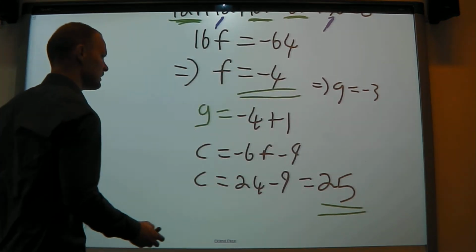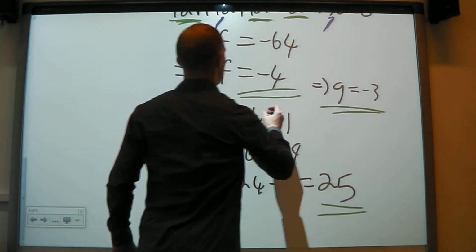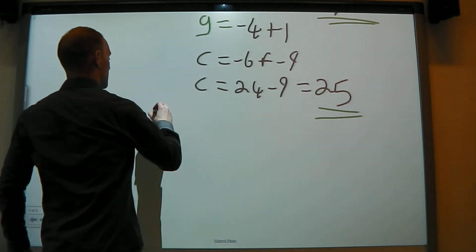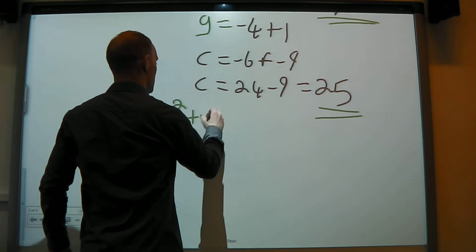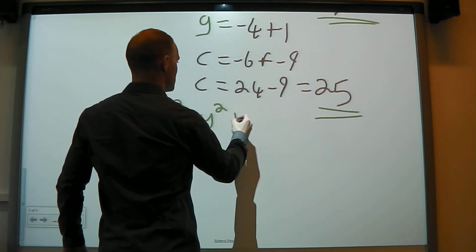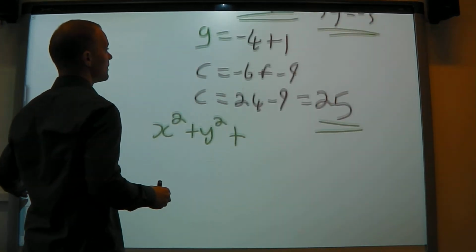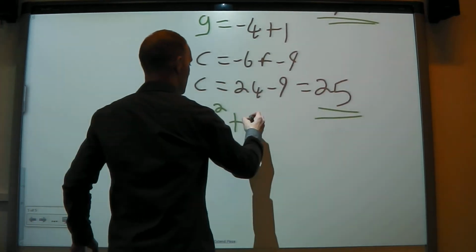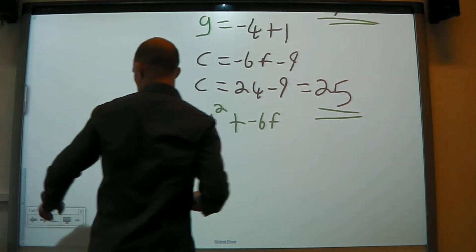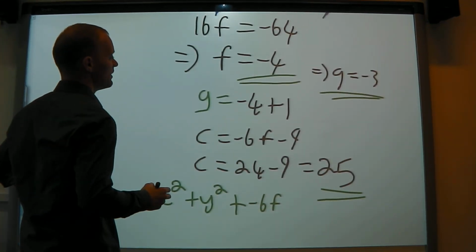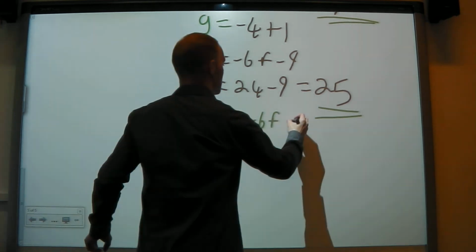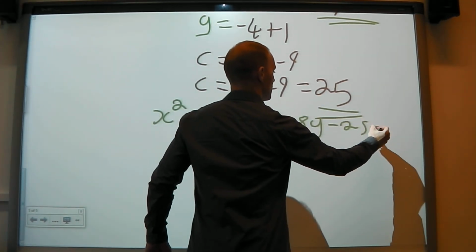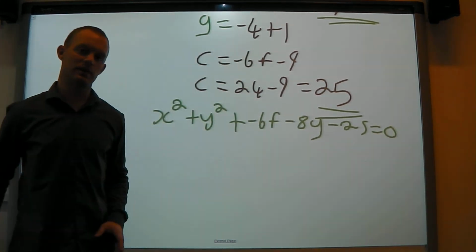So then our general equation of a circle, we have g is equal to negative 3, f is equal to negative 4. So x squared plus y squared plus 2gx, well, that means negative 6x, plus 2fy, and that is negative 8y, minus 25 is equal to 0. And that's the equation of a circle with these 3 points.